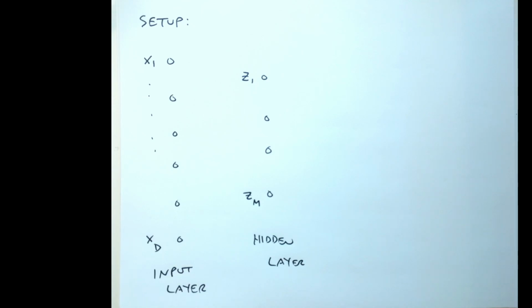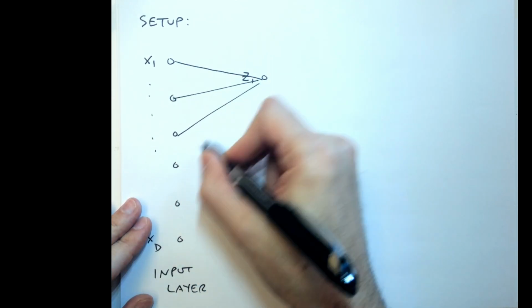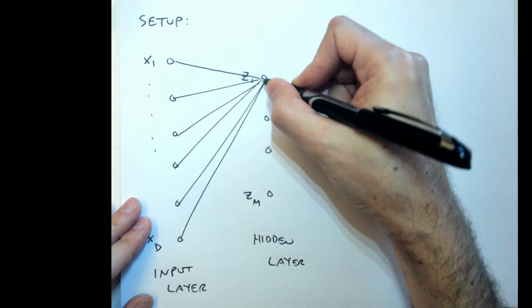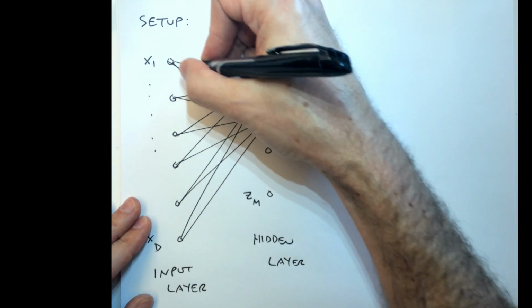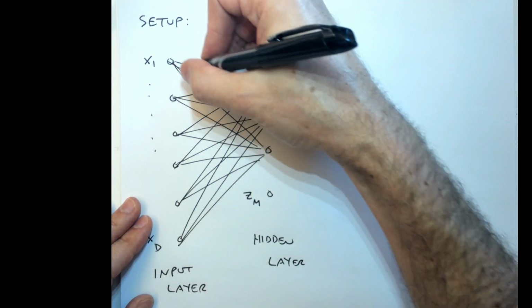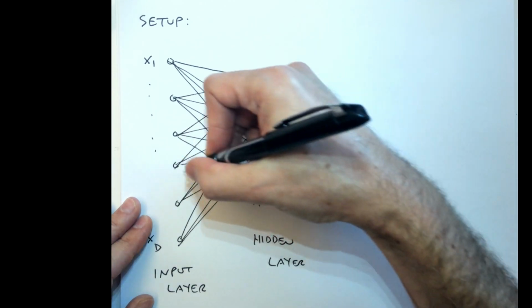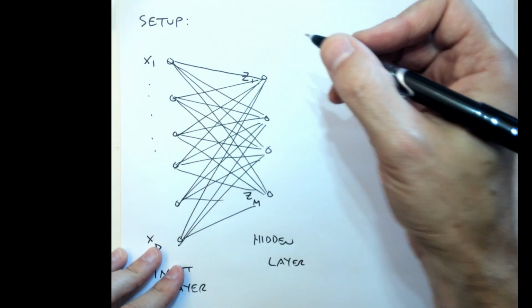How do I produce these m units? Well, I'm going to have a linear function of each of the inputs going into each z. So what I'm going to draw here is a bunch of straight line connections going into each one of these. I'm already regretting drawing this, but that's all right. Here, for each of these z's, let's back up for a second.